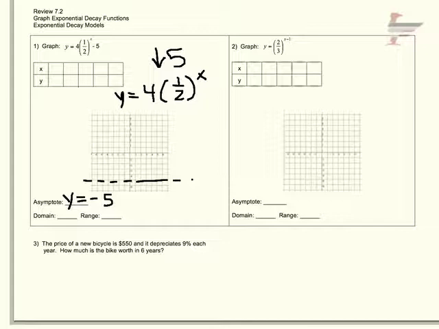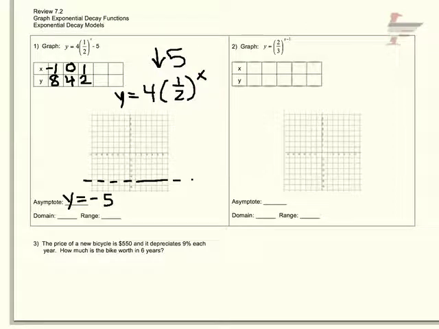I'm going to start out by testing some more negatives because it's going to flip my 1/2 and make it positive. I'm going to do -1 and 0 and 1, and we'll see if we need more points. If I put in -1, 1/2 to the -1 is 2. 4 times 2 is 8. And if I put in 0, 1/2 to the 0 is 1, times 4 is 4. And last but not least, 1/2 to the first is 1/2, and 4 times 1/2 is 2.